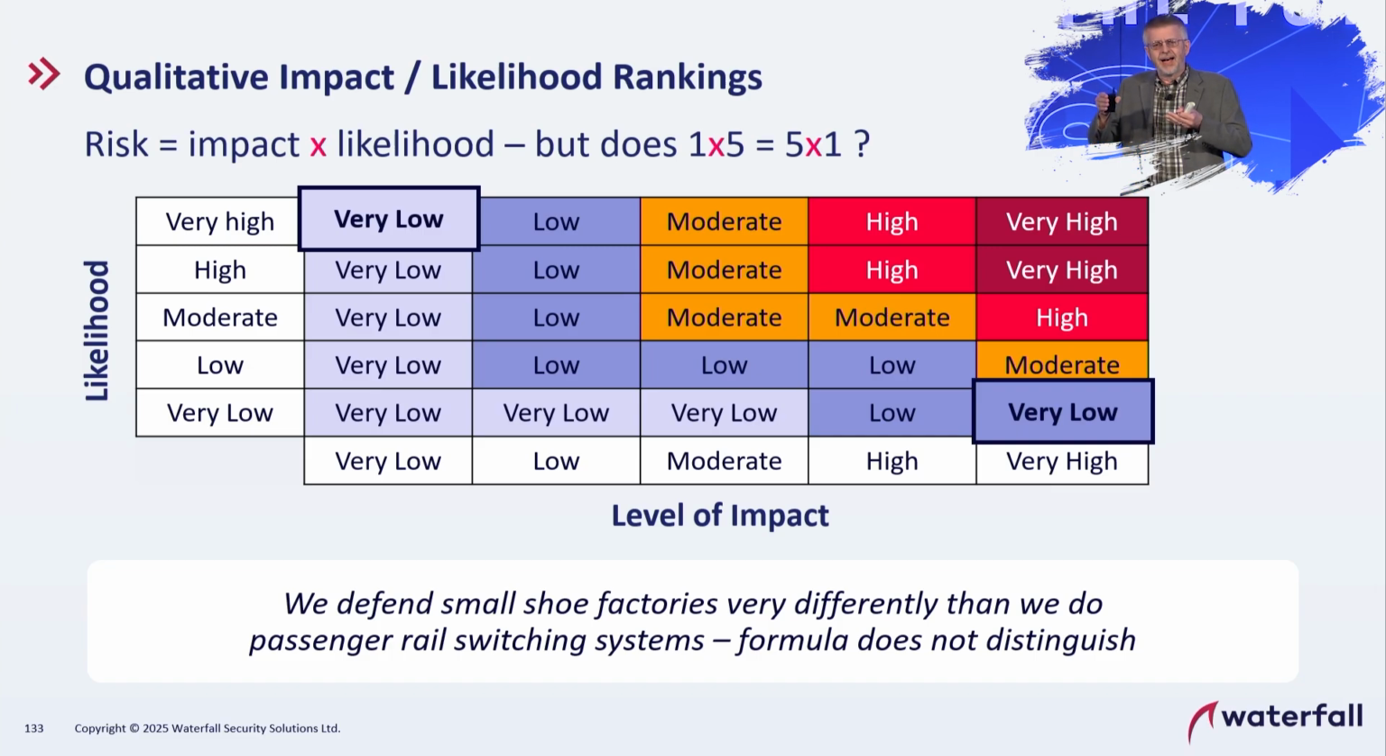This is the clicking on links scenario. If you've got a very high impact, very low frequency event, metros collide, hundreds of people die, that's also a 5. But the defenses that we deploy for people clicking on bad links versus high-speed metros colliding are dramatically different. The formula is confusing the process here.